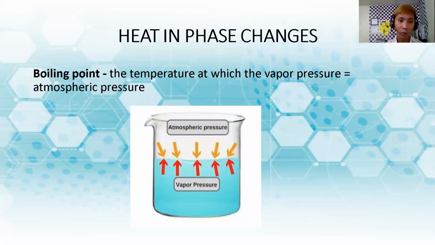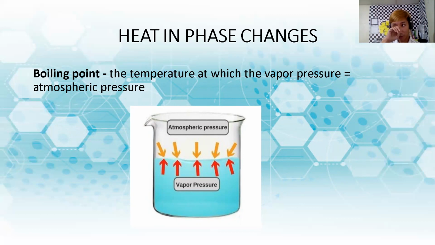Let's talk about the boiling point. When we say boiling point, it is the temperature at which the vapor pressure is equal to the atmospheric pressure. When the temperature reaches the boiling point of water, the molecules in the liquid have enough kinetic energy to escape as gas bubbles. Those are the gases dissolved in water. When the temperature increases, they bubble up, and that is the time that the gases escape.